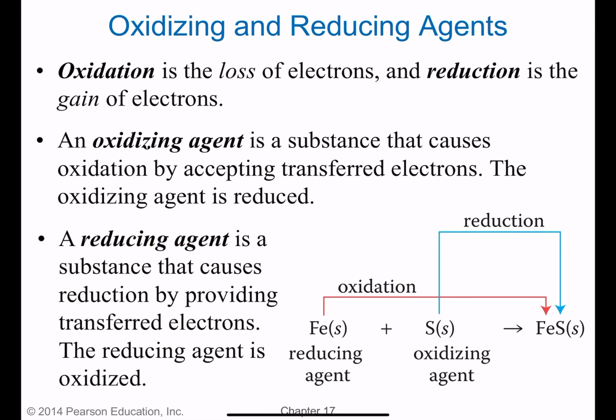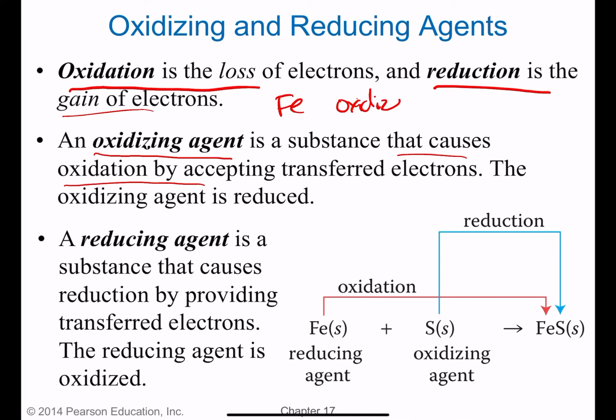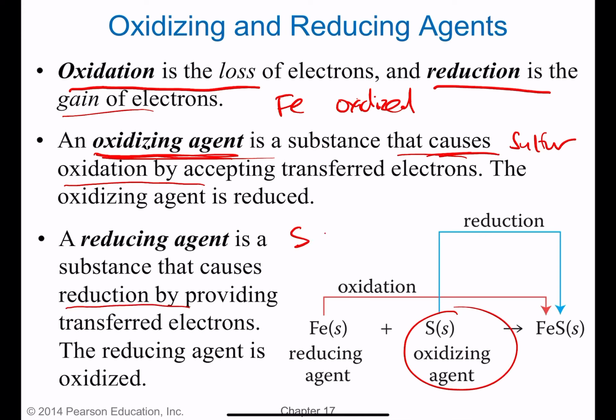So oxidation is loss, reduction is gain. Very important to remember that. Here are 2 brand new key words. The oxidizing agent is the substance that causes the oxidation in the other substance. What's being oxidized? The iron is being oxidized. What caused that oxidation? The sulfur. So the sulfur is the oxidizing agent in our example. The reducing agent is the substance that causes the reduction. What was being reduced? It was the sulfur. Sulfur was reduced.